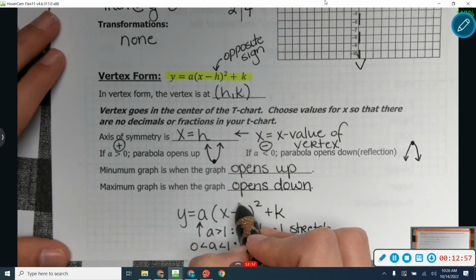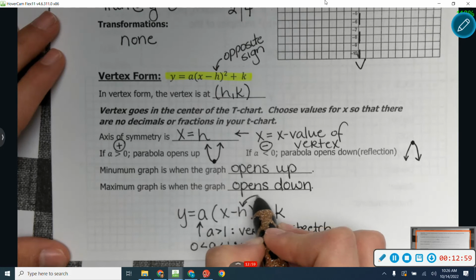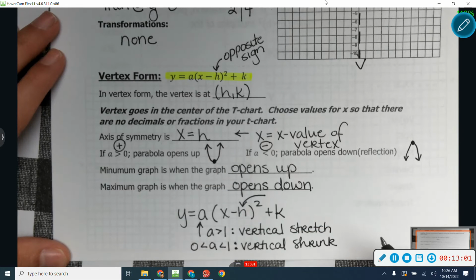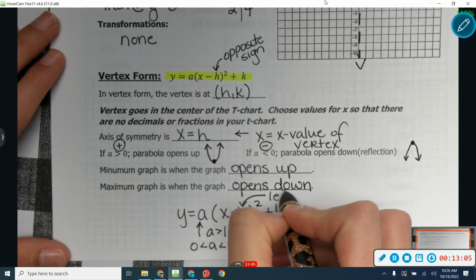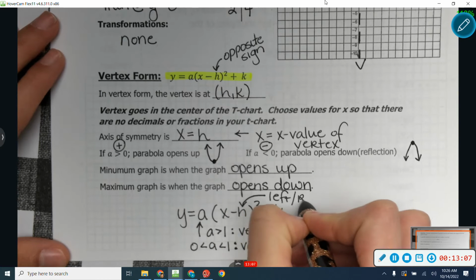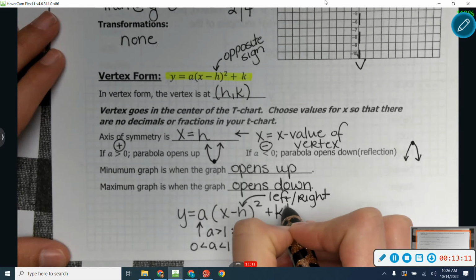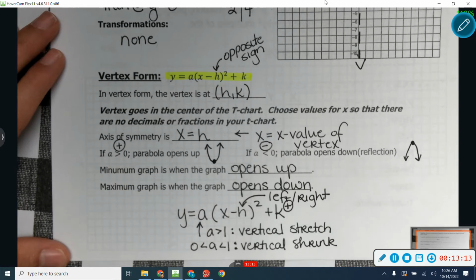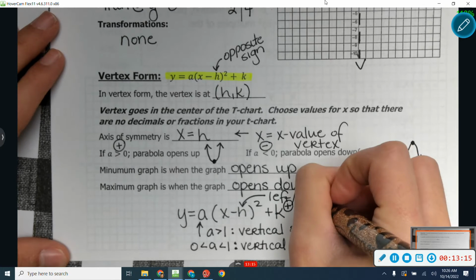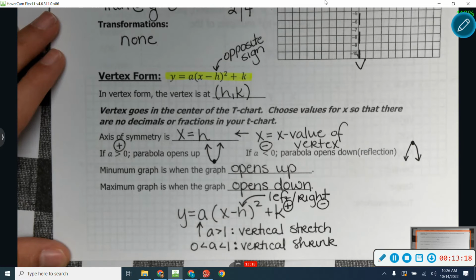Okay, what does this h tell me? It's happening to my x, so left or right. But remember x is a liar, so if your equation has a plus, you're really going left. If your equation has a minus, you're really going right. Y'all remember this? Okay.